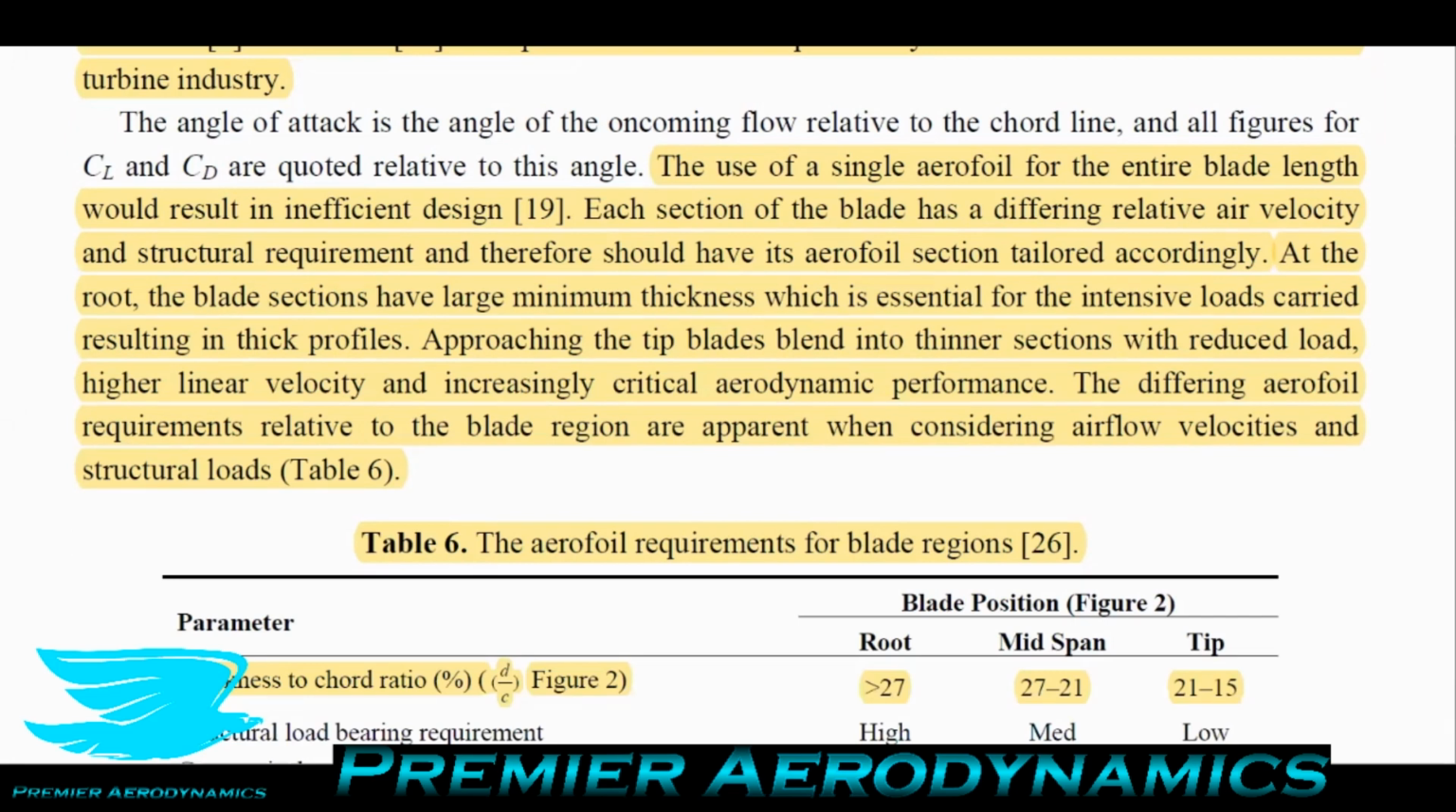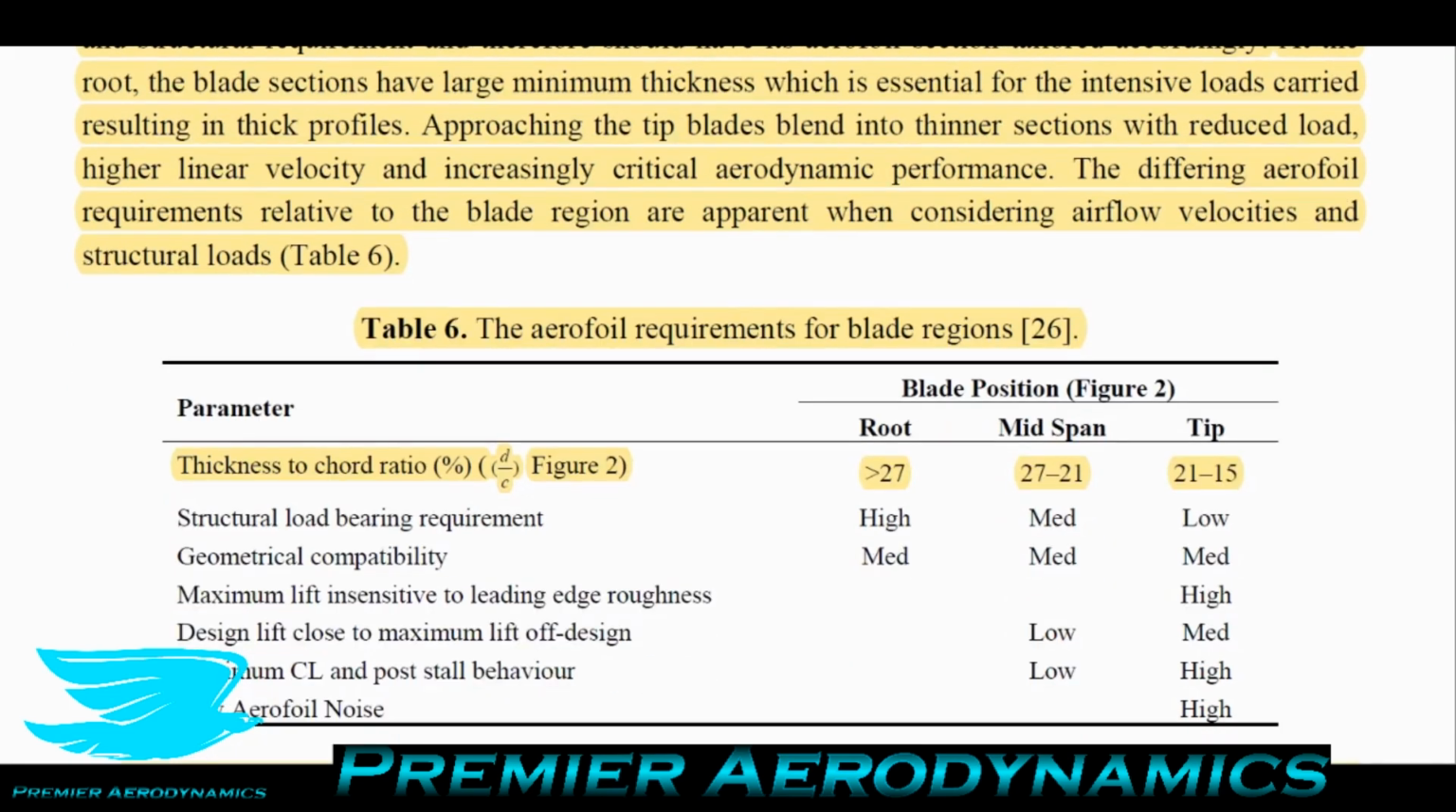Approaching the tip, blades blend into thinner sections with reduced loads, higher linear velocity, and increasingly critical aerodynamic performance. The differing airfoil requirements relative to the blade region are apparent when considering airfoil velocities and structural loads. So this is quite interesting.